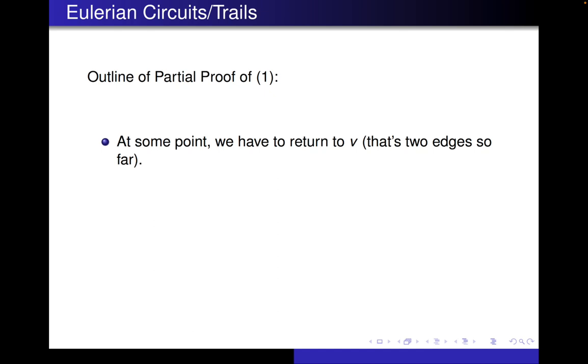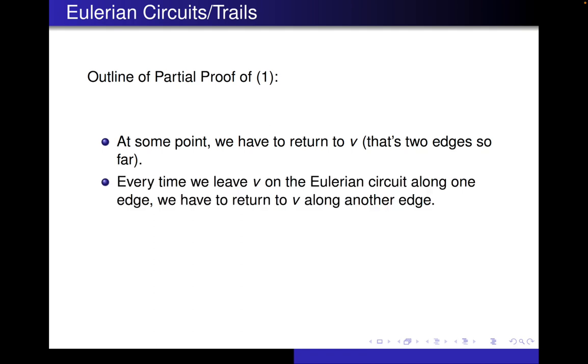Now, that could be the end, right? We return to V and we're done with the circuit. And we have a degree 2, which is even. But it is, of course, possible that we have more edges coming out of V, and we have to use them because you have to use all the edges in our Eulerian circuit. So we might travel out of V again. That becomes 3 edges. But since we end on V, we always have to come back for a 4th edge.